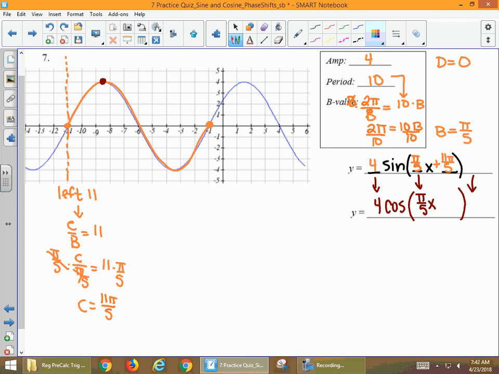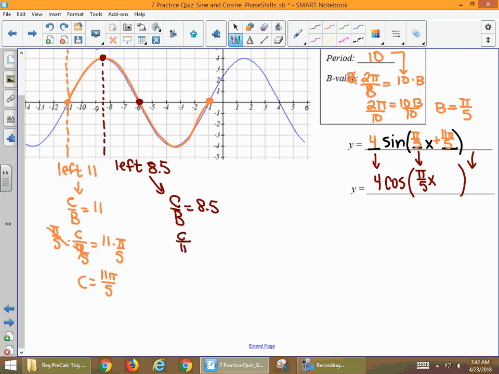And remember, our equations get broken up perfectly into fourths. So I go from -11 to -1. Halfway in between that is -6. Halfway between -11 and -6 is -8.5. So that is going to be my phase shift for cosine. And same equation. C over B equals 8.5. And our B, again, is pi over 5. Multiply both sides by pi over 5.